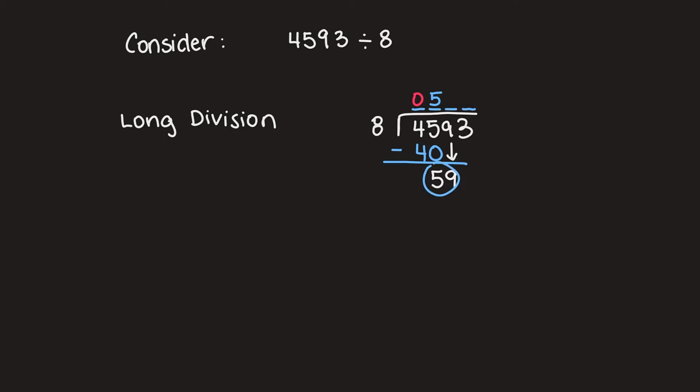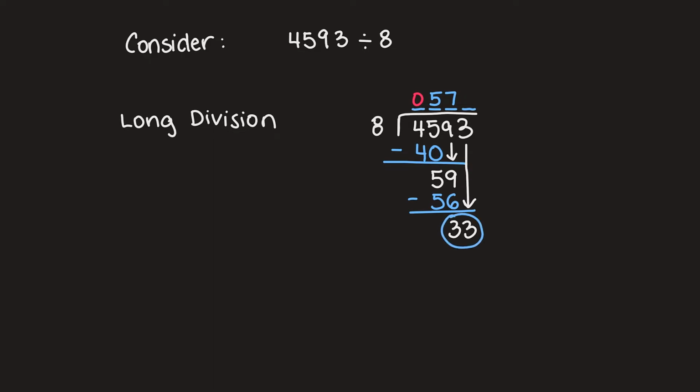8 can divide 59 evenly, at most 7 times, so we place the 7 here. Then we multiply 7 times 8, which is 56. So that will go right under the 59. And then we subtract 59 minus 56, which is 3. Then we bring down the next digit, 3, and do the procedure again.